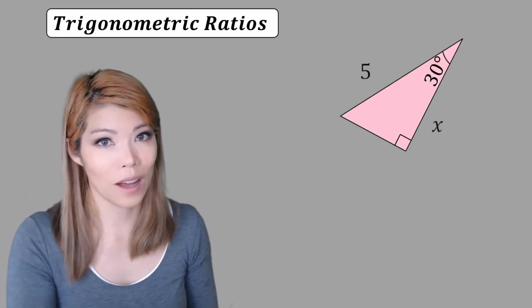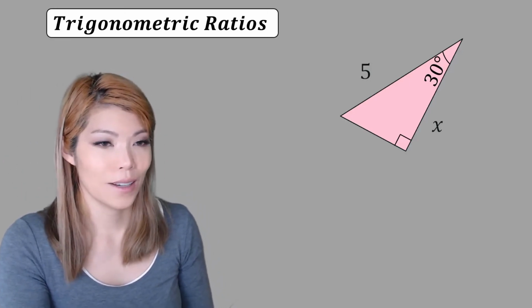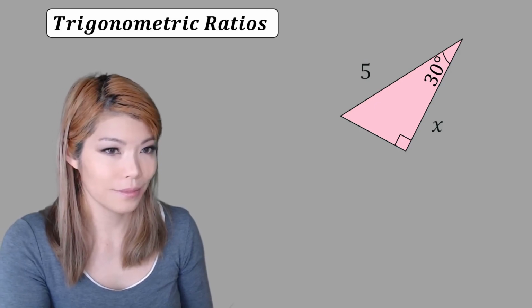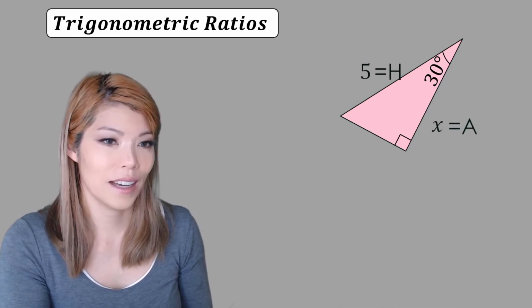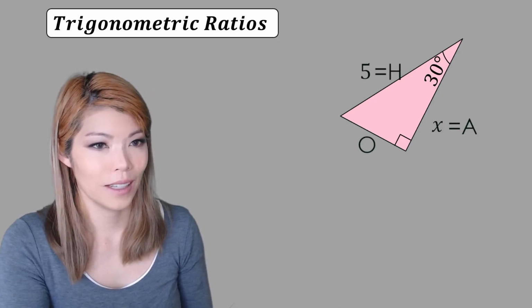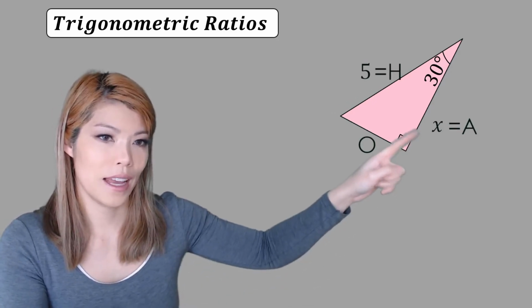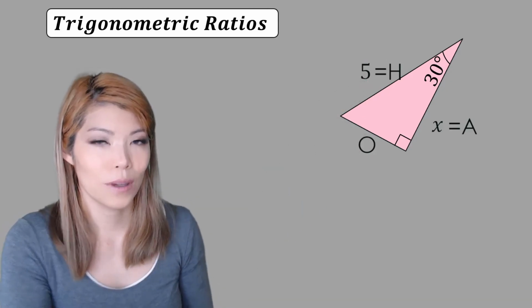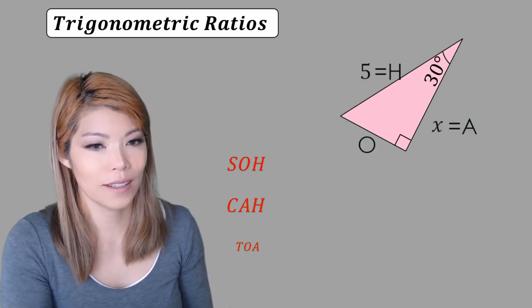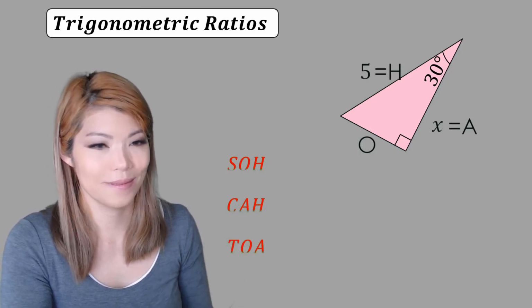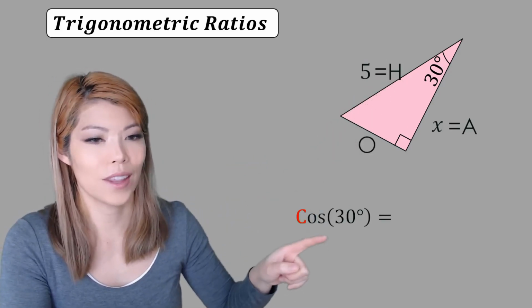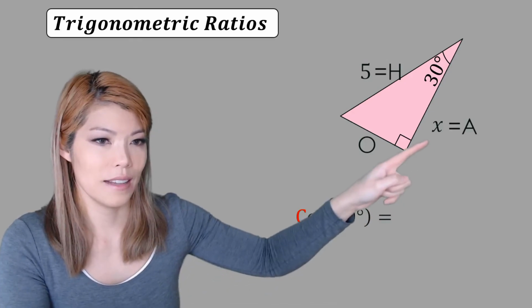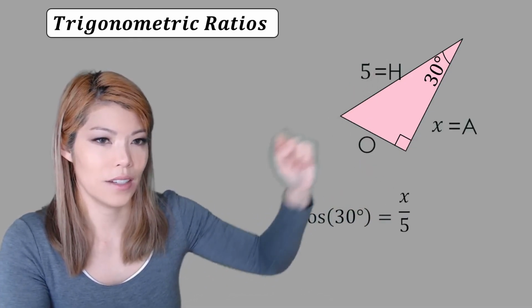What about this one? Pause the video again and then continue when you're ready. Step 1, you label it. So H, A, and O. Now this time we have A and H. So which one had A and H? It was cos. So cos 30, this time we have the angle. Cos 30 is equal to A, well A is x and H is 5.